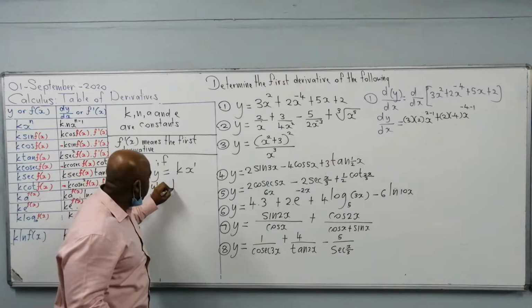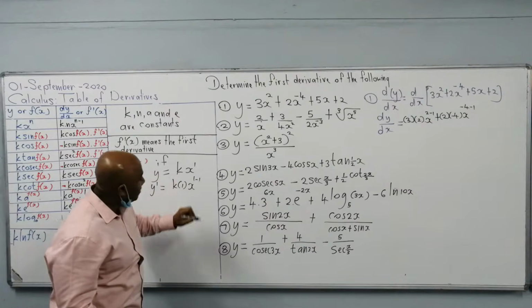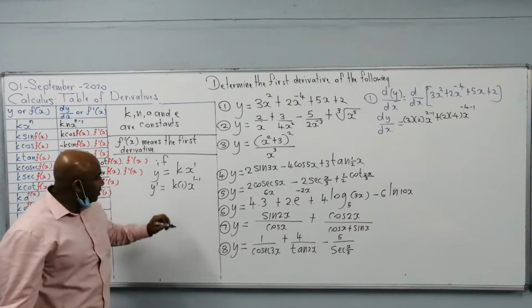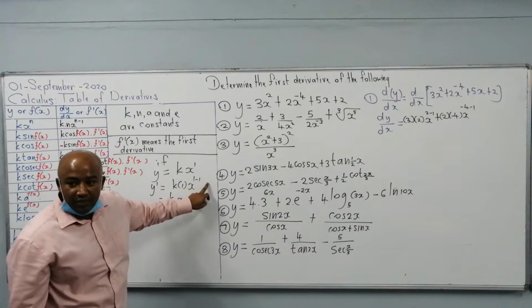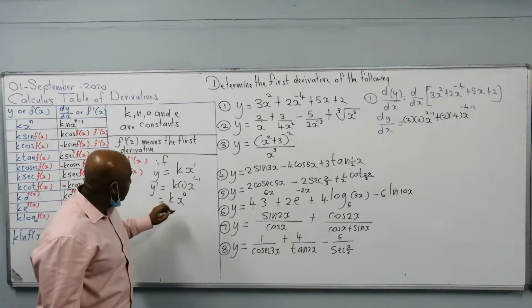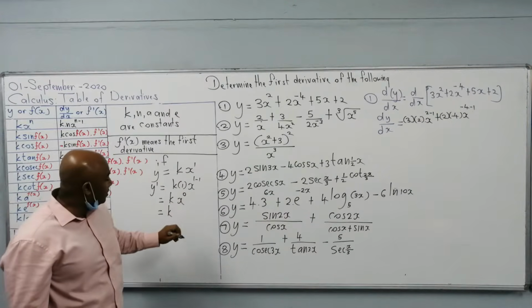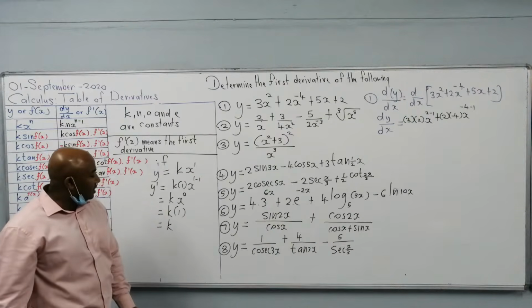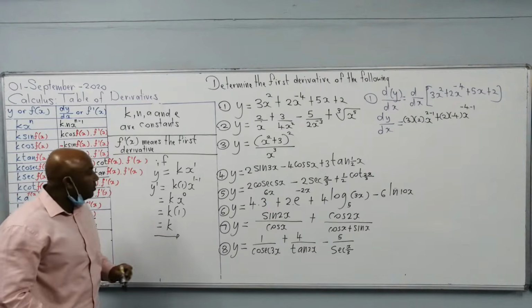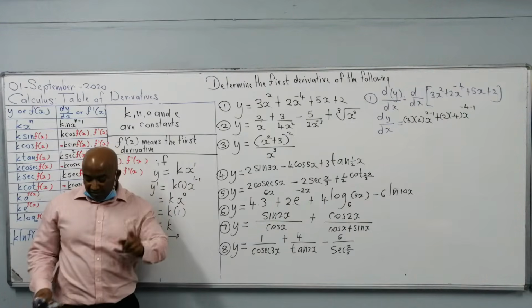So I will multiply, this will be k times 1, x to the power 1 minus 1. Can you see that? Therefore, k times 1 is k, and 1 minus 1 is 0. So I got k times x to the power 0. What is x to the power 0? It's 1. So k times 1 is k. Basically the result will always be k if your exponent is a positive 1.